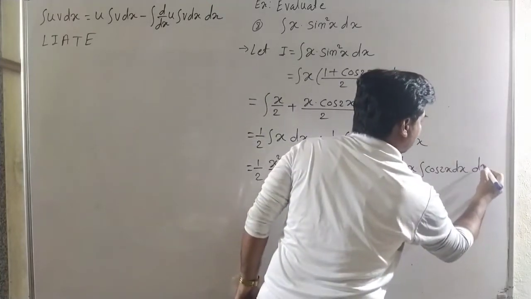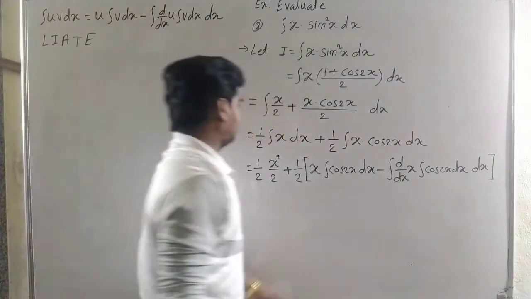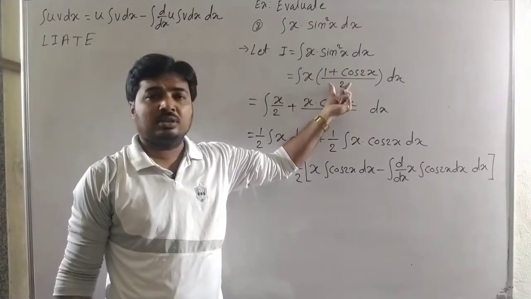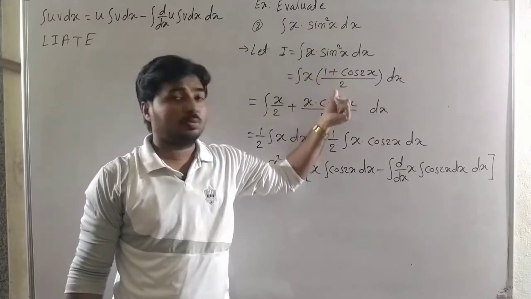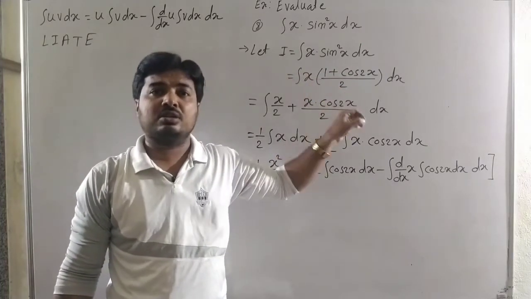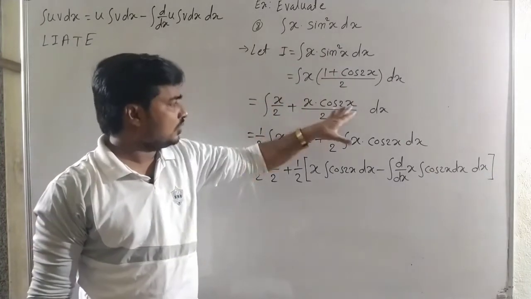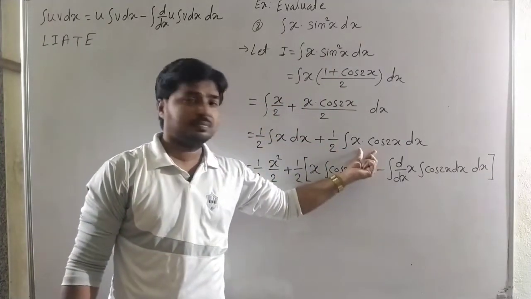And here it is the integral of x into sine square x dx. We use the formula for sine square x, which is (1 plus cos 2x) upon 2. To find the integral of sine square x, we use this first trigonometric formula, and then we get two integrals.